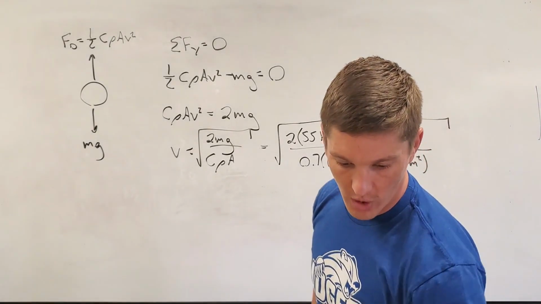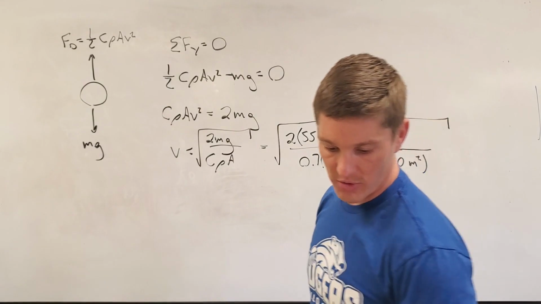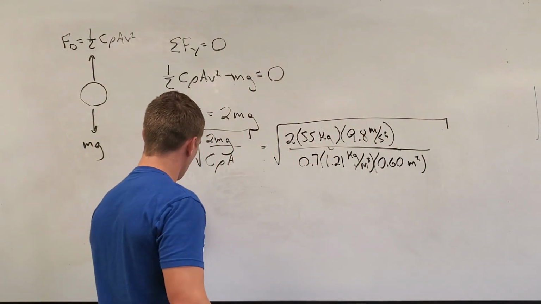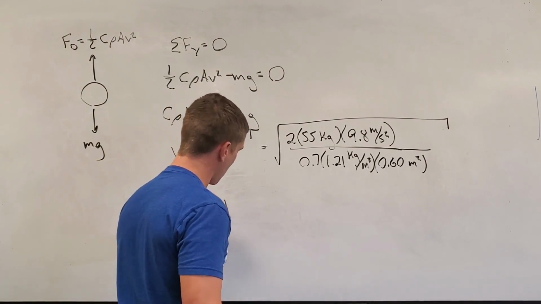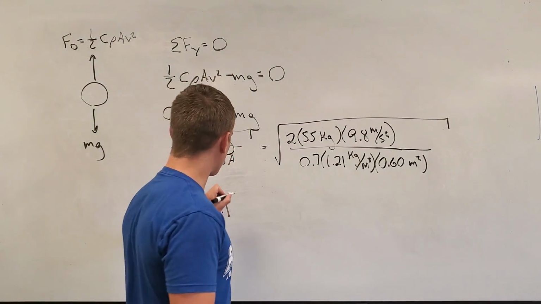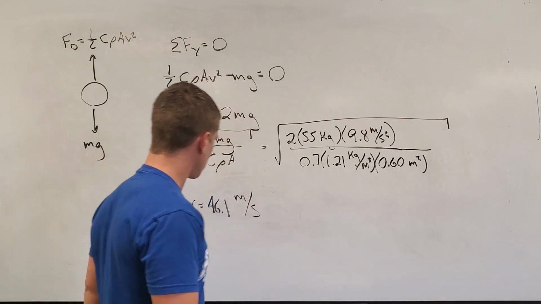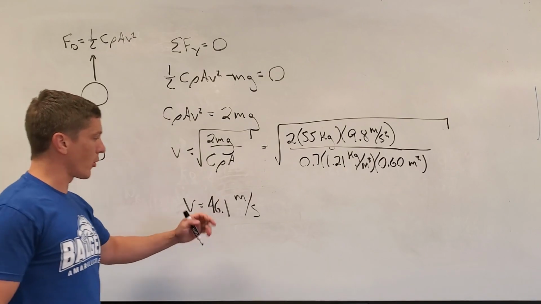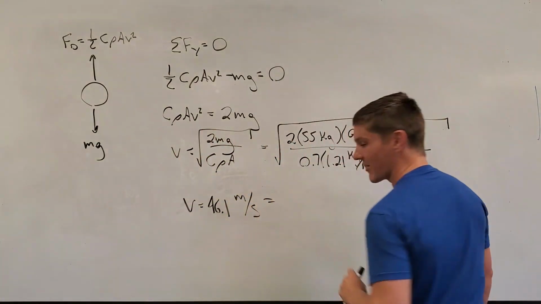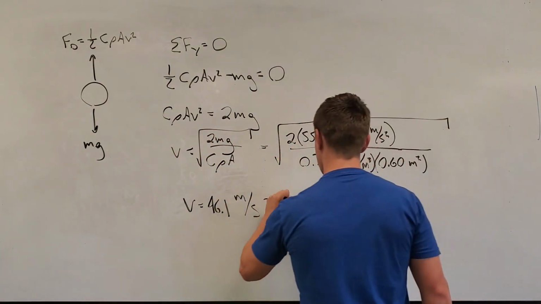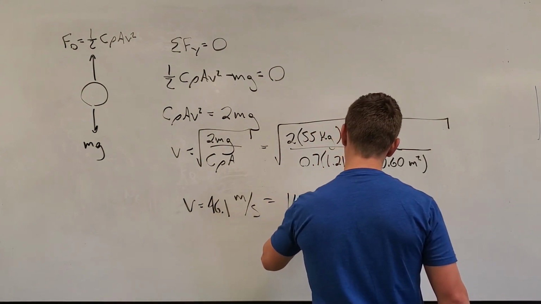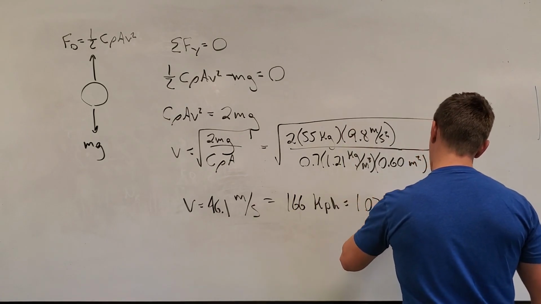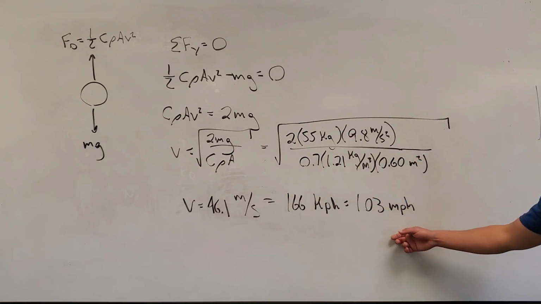And when we plug it into our calculator, we get that the terminal velocity is going to be 46.1 meters per second. Now, if we wanted to convert that to some units that maybe we're a little bit more familiar with, this is the same as saying that his terminal velocity is 166 kilometers per hour, which is the same as 103 miles per hour. And this is order of magnitude correct.